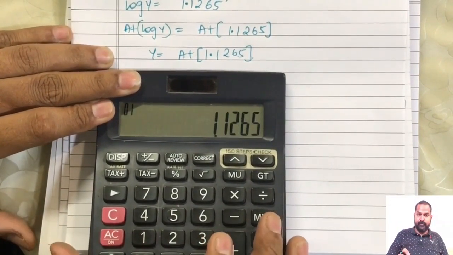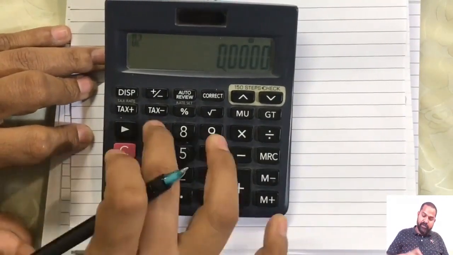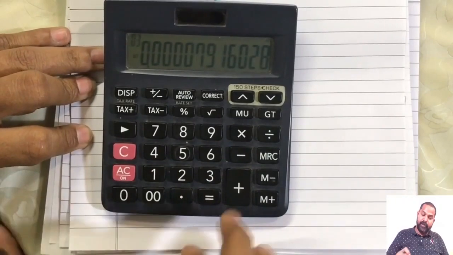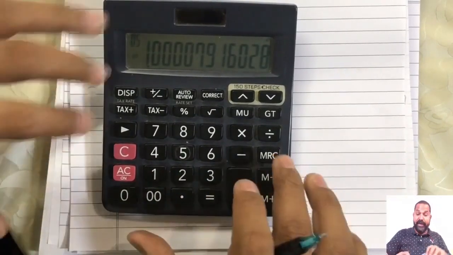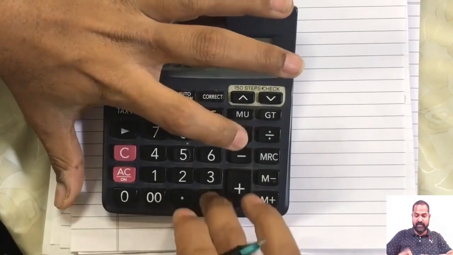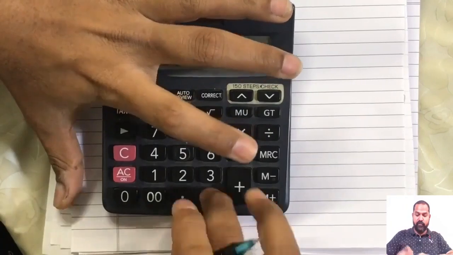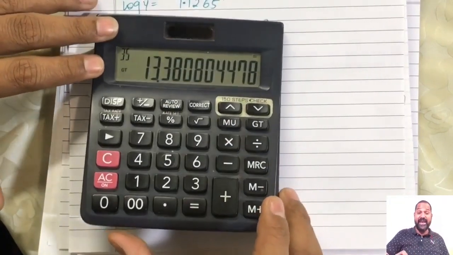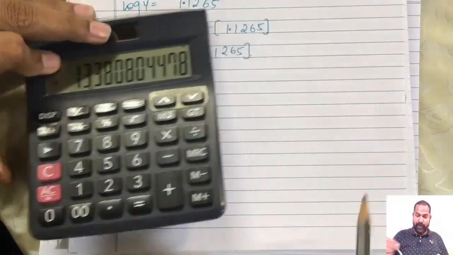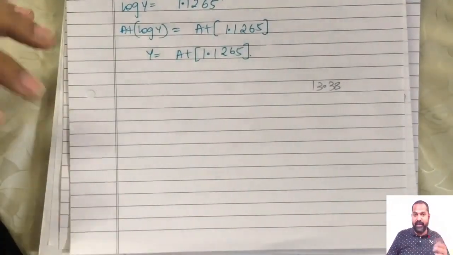1.1265, correct? Number 1 multiplied by 0.000070271, add 1 to it, and then multiplied 15 times, we get 13.38. That is their answer. So let me write this on the side. 13.38. Let me see if I get the same taking anti-log.